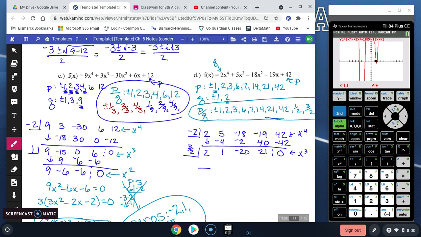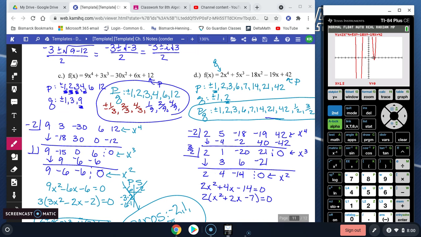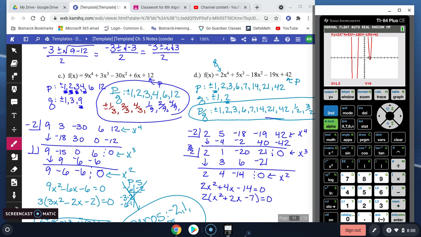I'm going to go 3 halves. But if you want to change it to a decimal, you can work with a decimal. 3 halves times 2 is going to be 3, and then that's going to be 4. 3 halves times 4 is going to be 6. It's a -14. 3 halves times -14 is going to be a -21, and there's my 0. Okay, so we are down to a quadratic. So we're going to have 2x squared plus 4x minus 14 that we're solving. I'm going to take out a 2. x squared plus 2x minus 7 equals 0.